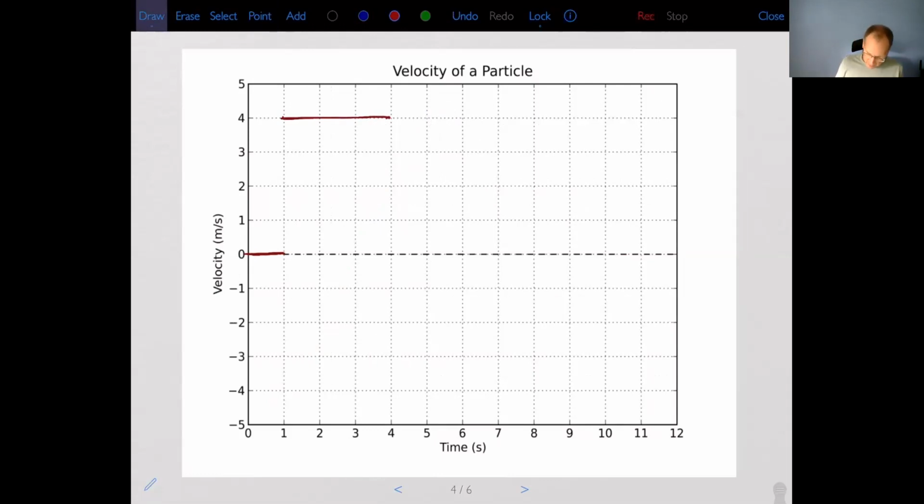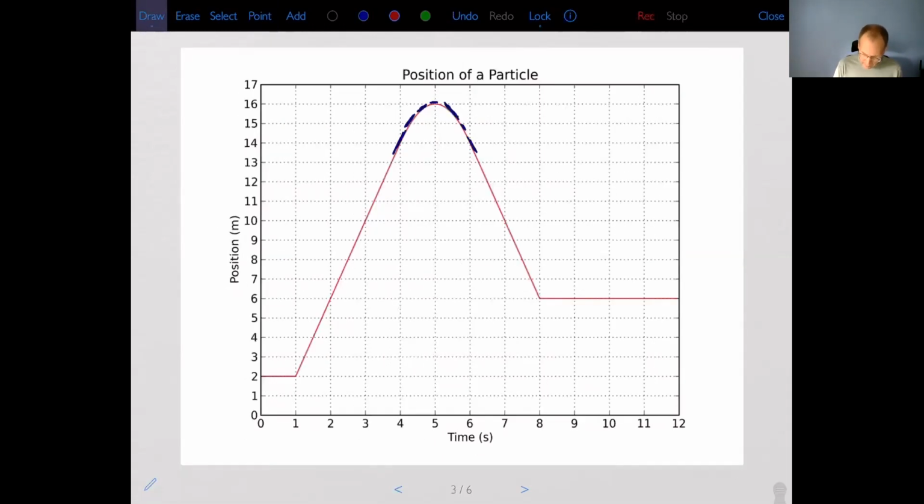Okay, here's the tricky part. What about from 4 to 6? Well, we know right at 4, it's 4 meters per second. Then it starts decreasing at 5, right? At 5, it's 0. And then at 6, it's -4. The slope is -4 because this is -4 right here. So it goes from 4, it decreases to 0 at 5, and then -4 at 6.